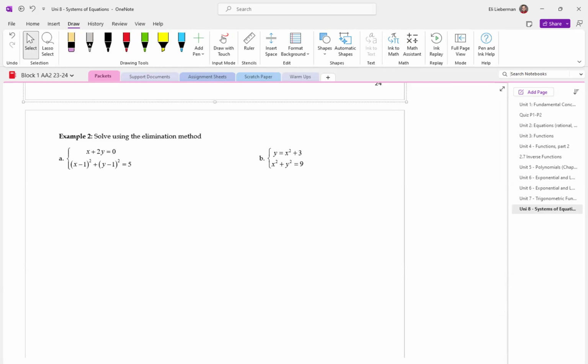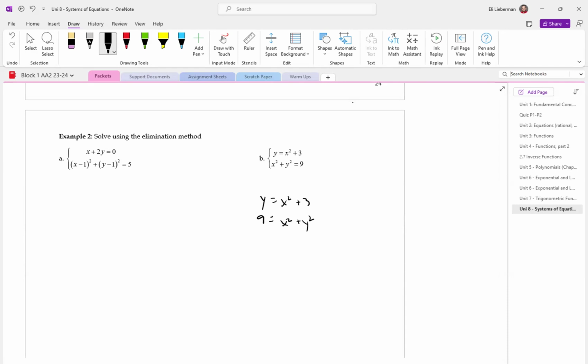I don't know why they want you to use elimination for A, but for B, do you see that would be pretty straightforward? Let's at least start this one for B. y equals x squared plus 3, and I need that x squared under here, so maybe x squared plus y squared equals 9. I'll set it up like that.